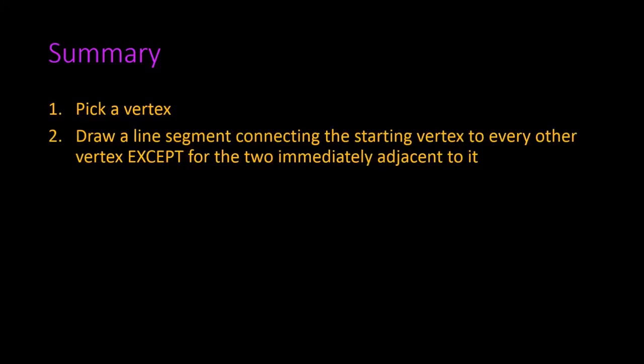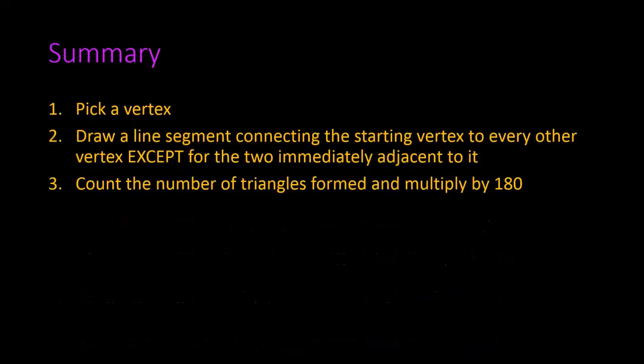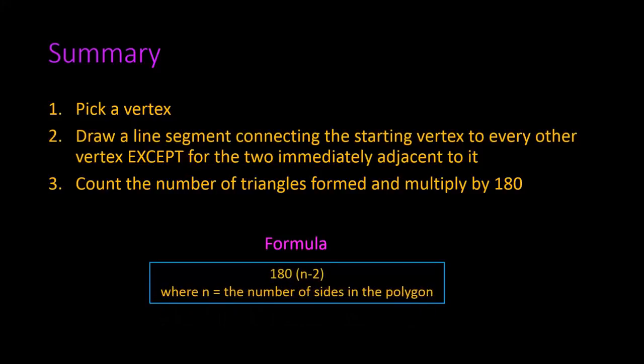To determine the sum of the interior angles of a polygon, you first pick a vertex. You then draw a line segment connecting the starting vertex to every other vertex except for the 2 immediately adjacent to it. And finally, you count the number of triangles formed and multiply that by 180 degrees. The resulting formula is 180 times (n minus 2), where n is the number of sides in the polygon. No matter how many sides your polygon has, the concept remains the same. Now that you know how to derive this formula, you no longer need to memorize it, and you have everything you need to go forth and conquer.